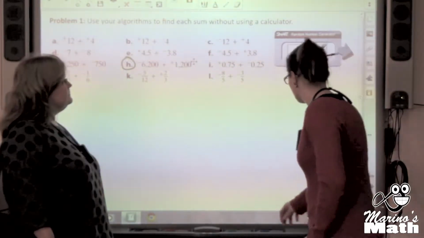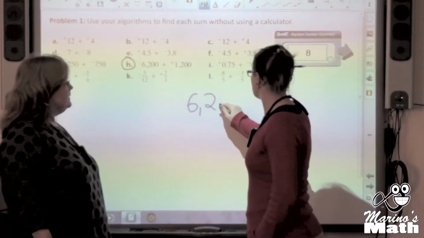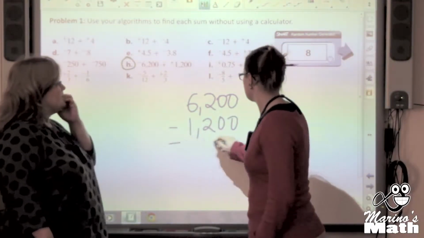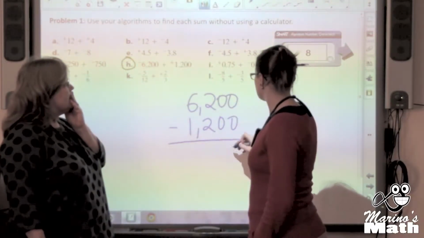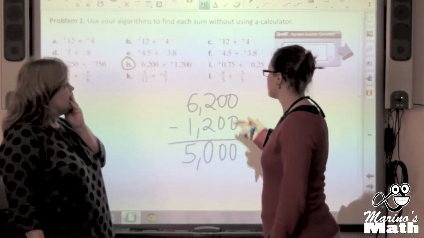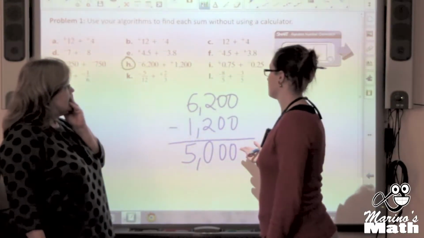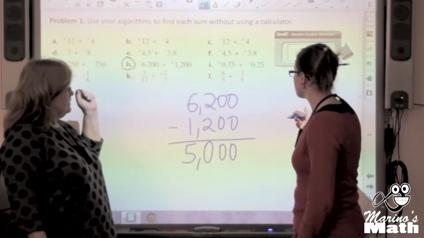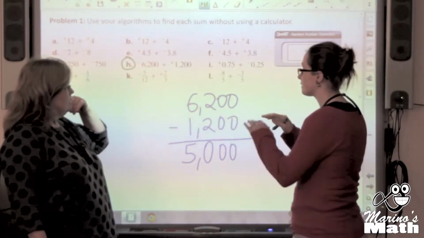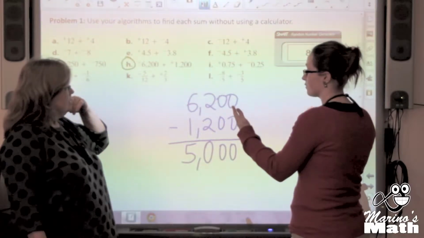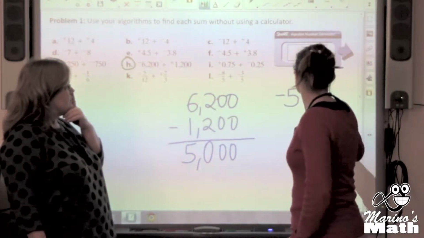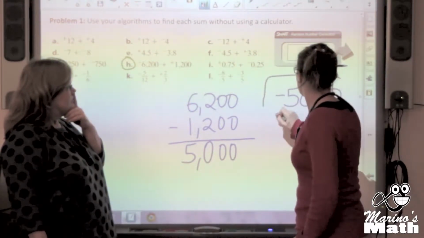Okay. So if we look at 6,200 minus 1,200, you're finding the difference between them, kind of. Yes, and I'll show you another way in a second. So the difference between the two is 5,000. But actually, the number with the bigger absolute value, technically, is 6,200. So if we're looking at absolute values, our answer should actually be negative 5,000.